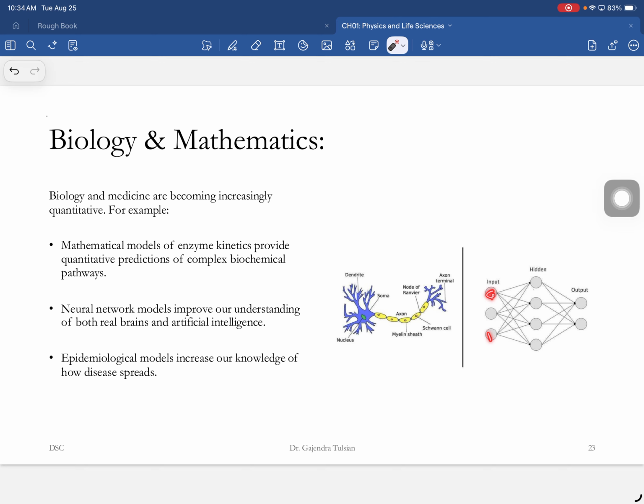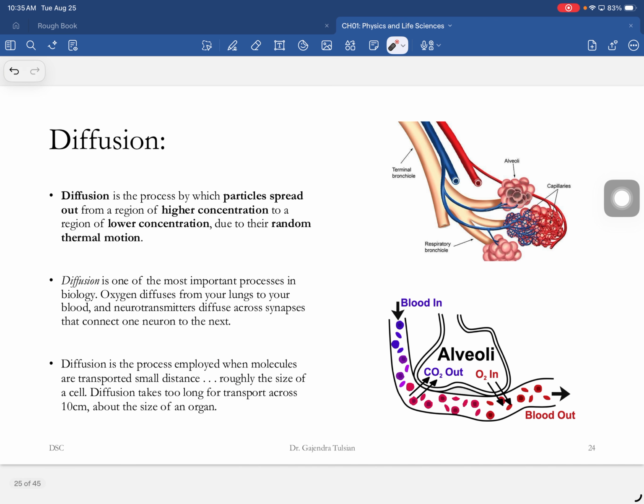So here's a model. This could be a neuron. Here is the processing part. Here is the output, and so on. Epidemiological models increase our knowledge of how diseases spread, and they use mathematics to predict all of that. I mean, that's all math.